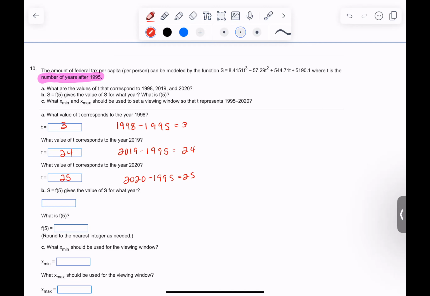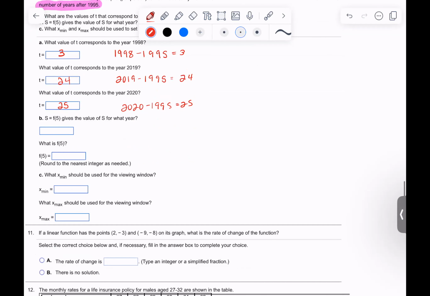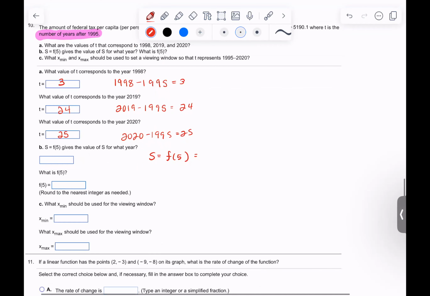Okay, so now find s equals f of 5. So I'm going to evaluate this function at 5. So what year is that? Well, if this is 5, that's going to be 1990 plus 5. Is that 1995?